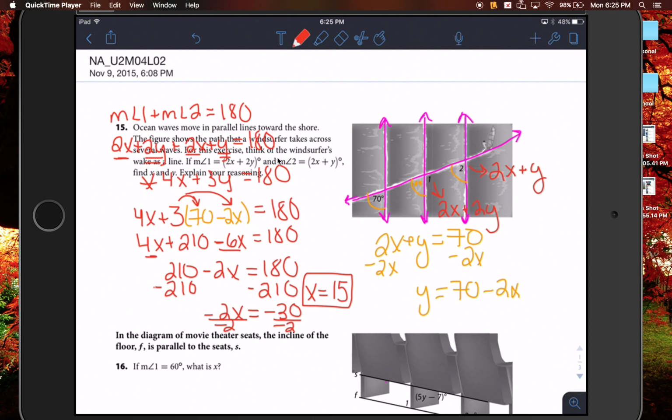Now to solve for y, I'm just going to plug that into this equation here. So y equals 70 minus 2 times 15, which means y equals 70 minus 30, 40. Alright, there we go. So I solved number 15. That was a lot of work.